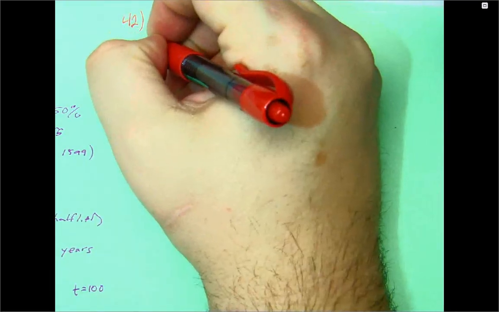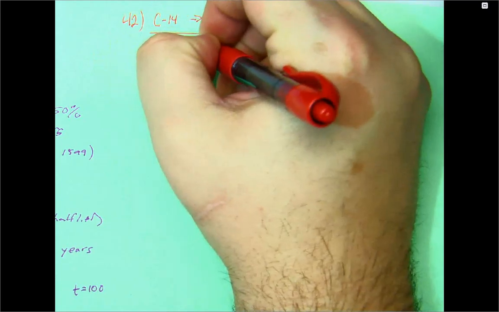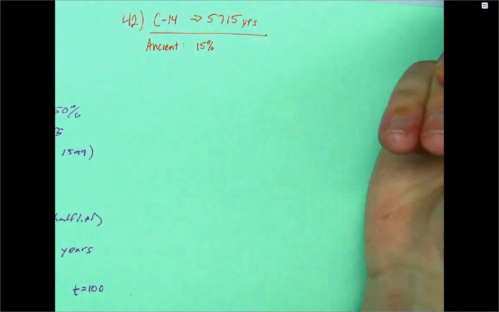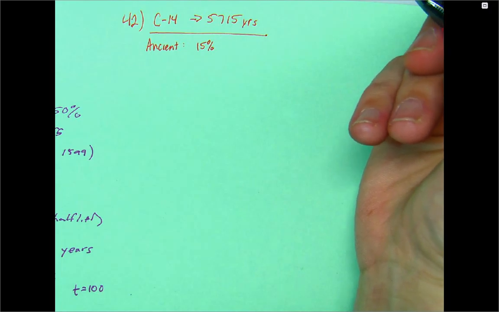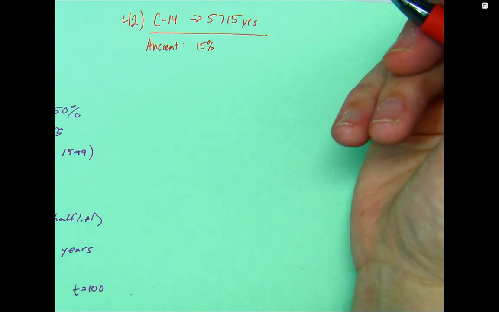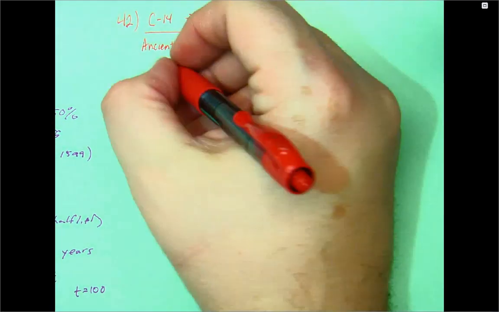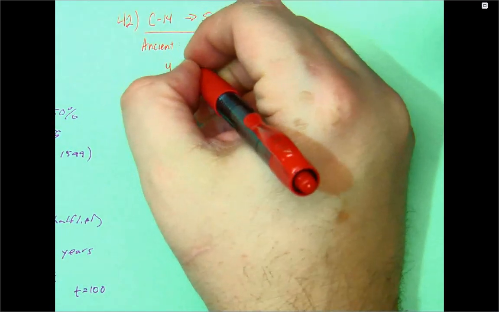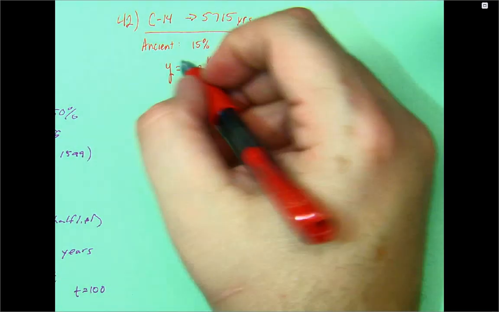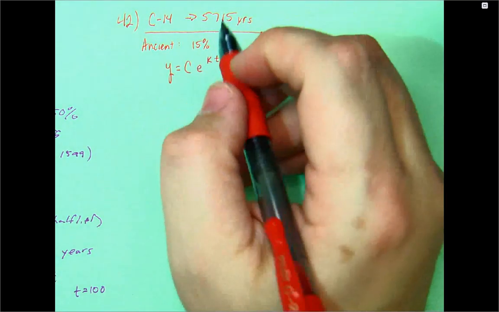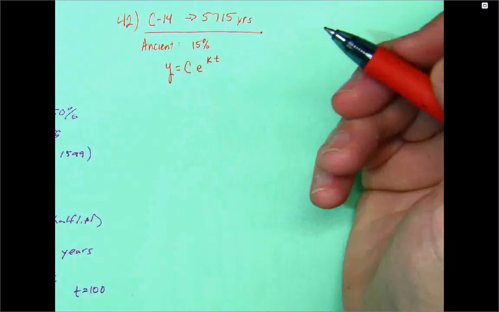So the ancient piece has 15%. And our job is to figure out how long ago the tree was burned to make the ancient charcoal. So we need a model of some kind. Now, do I know what my k would be?